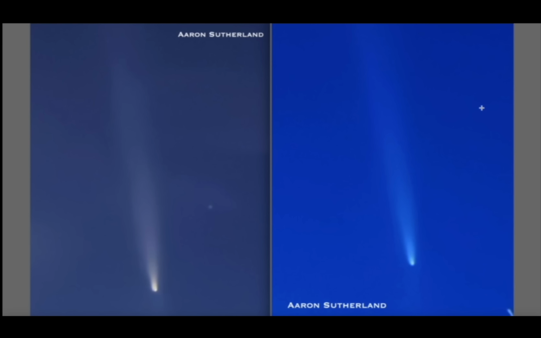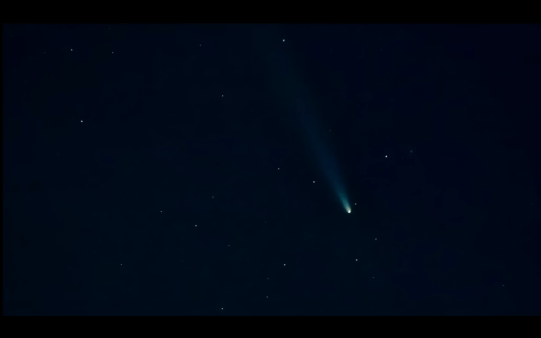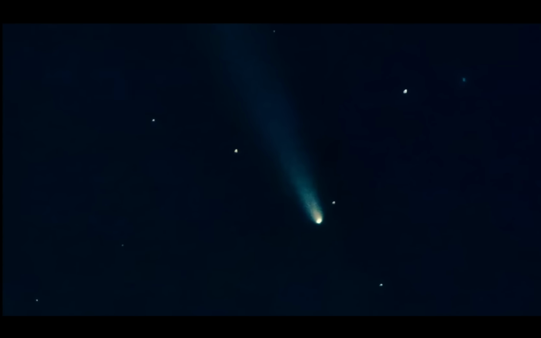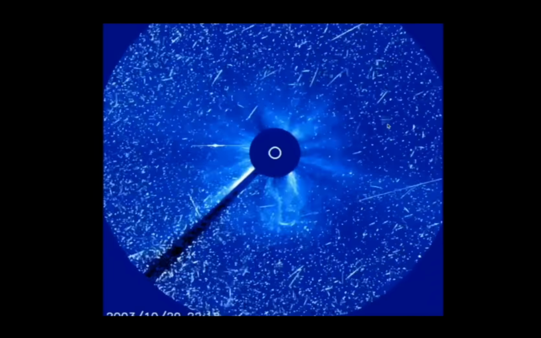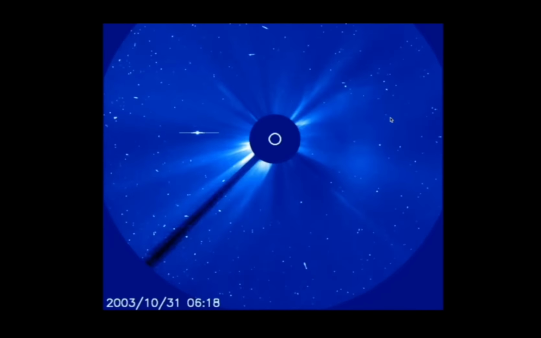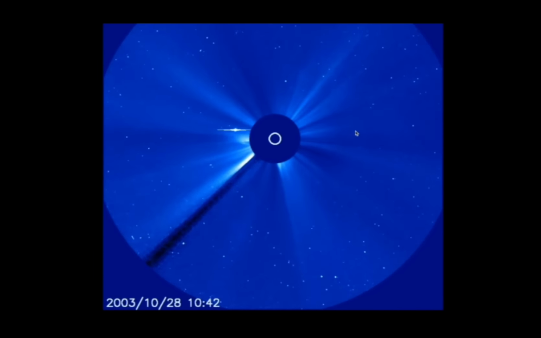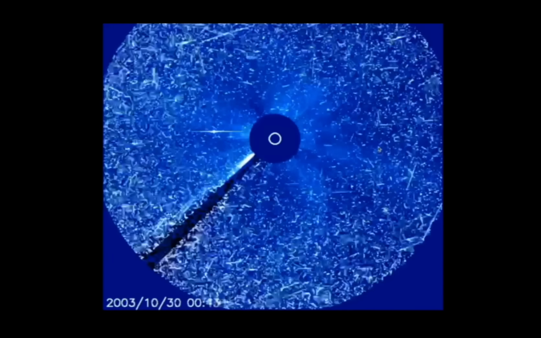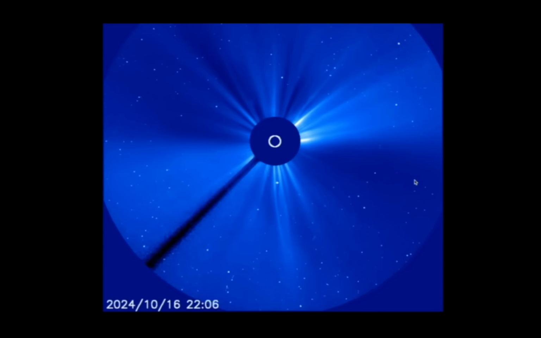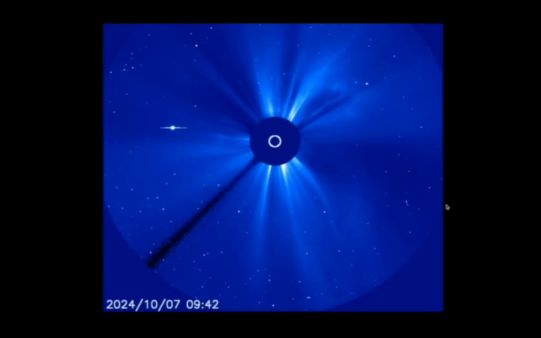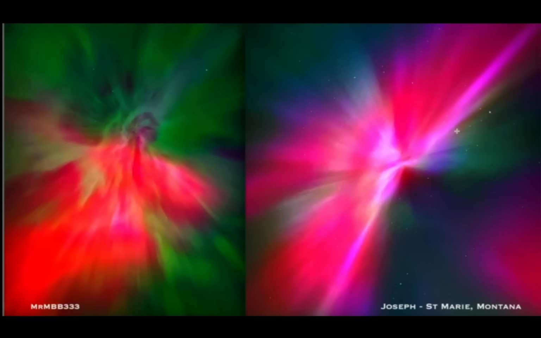Here's another view of the comet by Aaron Sutherland. Not sure of the location, but there's two more excellent examples of the comet visible basically in a daytime sky. And this one here looks like it was taken slightly after dark as the sun had dipped down a little lower below the horizon. But once again, there's the solar storm of October 30th of 2003, much stronger than the one that we just saw here in 2024. Thanks for the excellent photos, guys. Really appreciate that. Keep them coming.